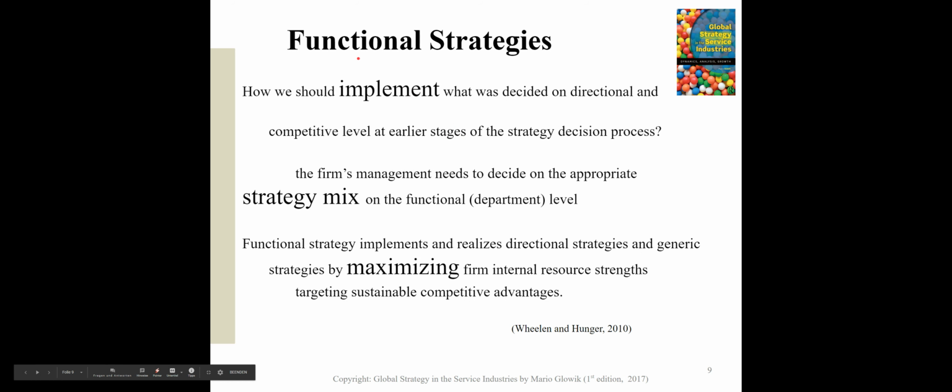And in case of functional strategies, the basic question is how we should implement what was decided on directional and competitive level at earlier stages of the strategy decision process. So the firm's management needs to decide on the appropriate strategy mix on the functional department level. Therefore, functional strategy implements and realizes directional strategies and generic strategies by maximizing firm internal resource strengths, targeting sustainable competitive advantages.